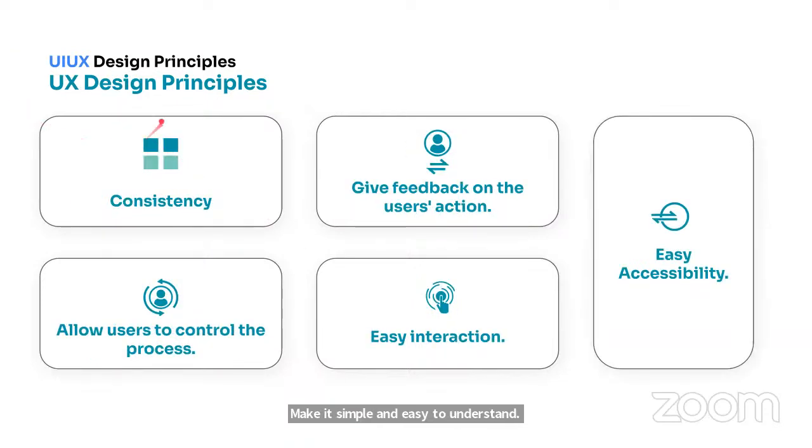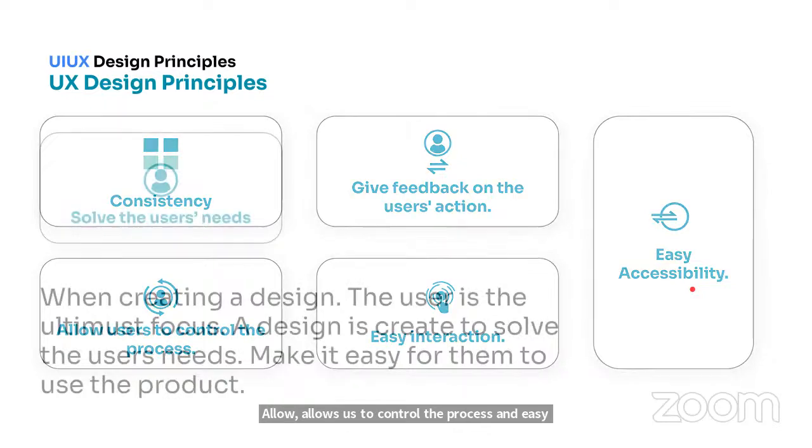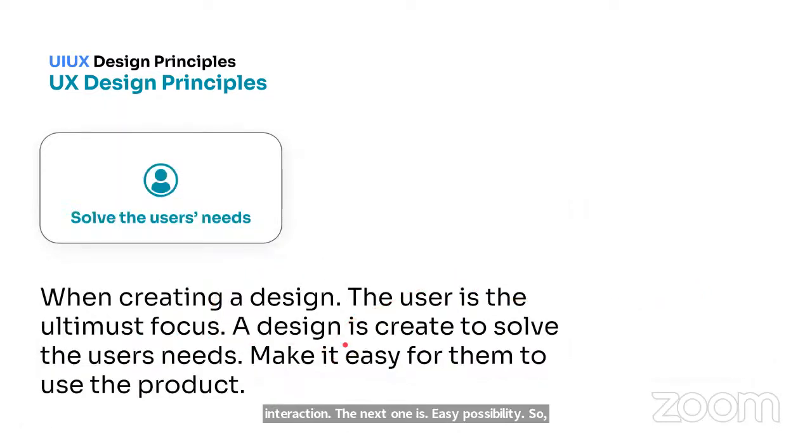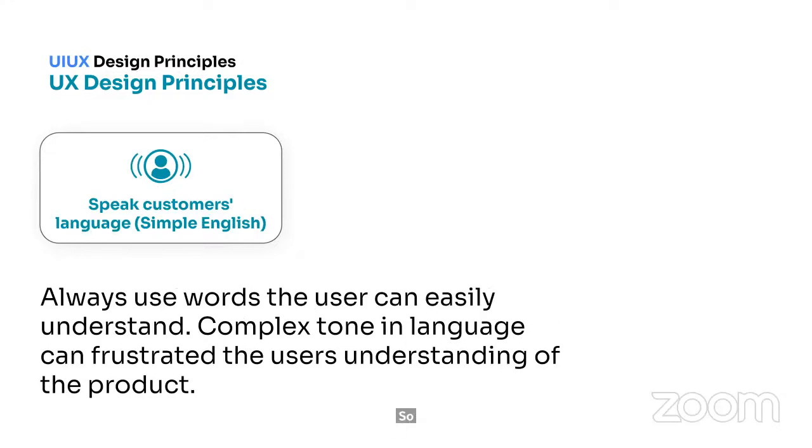Next is consistency. Consistency is consistency in design. Then give feedback on users' actions. Allow users to control the process and easy interaction. The next one is easy accessibility. I've explained this already. It means in UX, everything you're doing is focused on the user, to solve the user's problem. Next, I've explained this, do not use complex language.